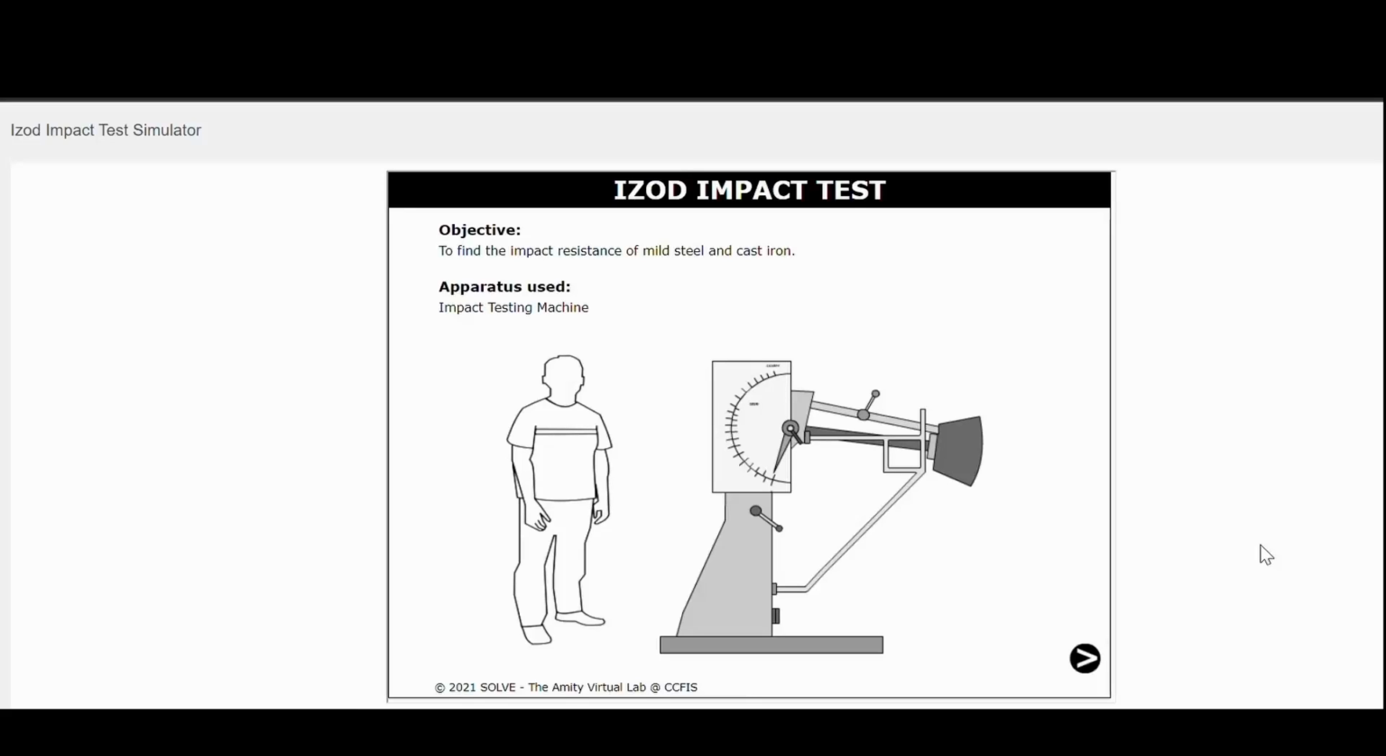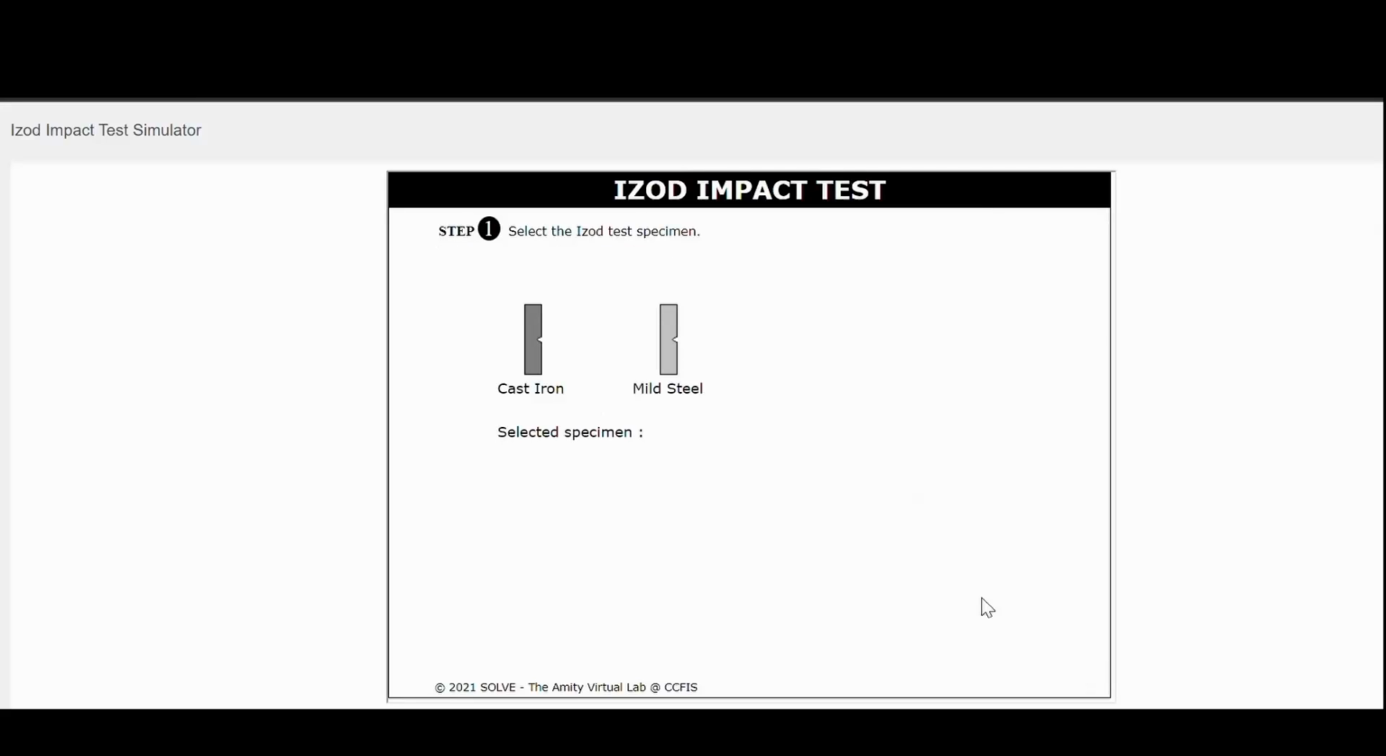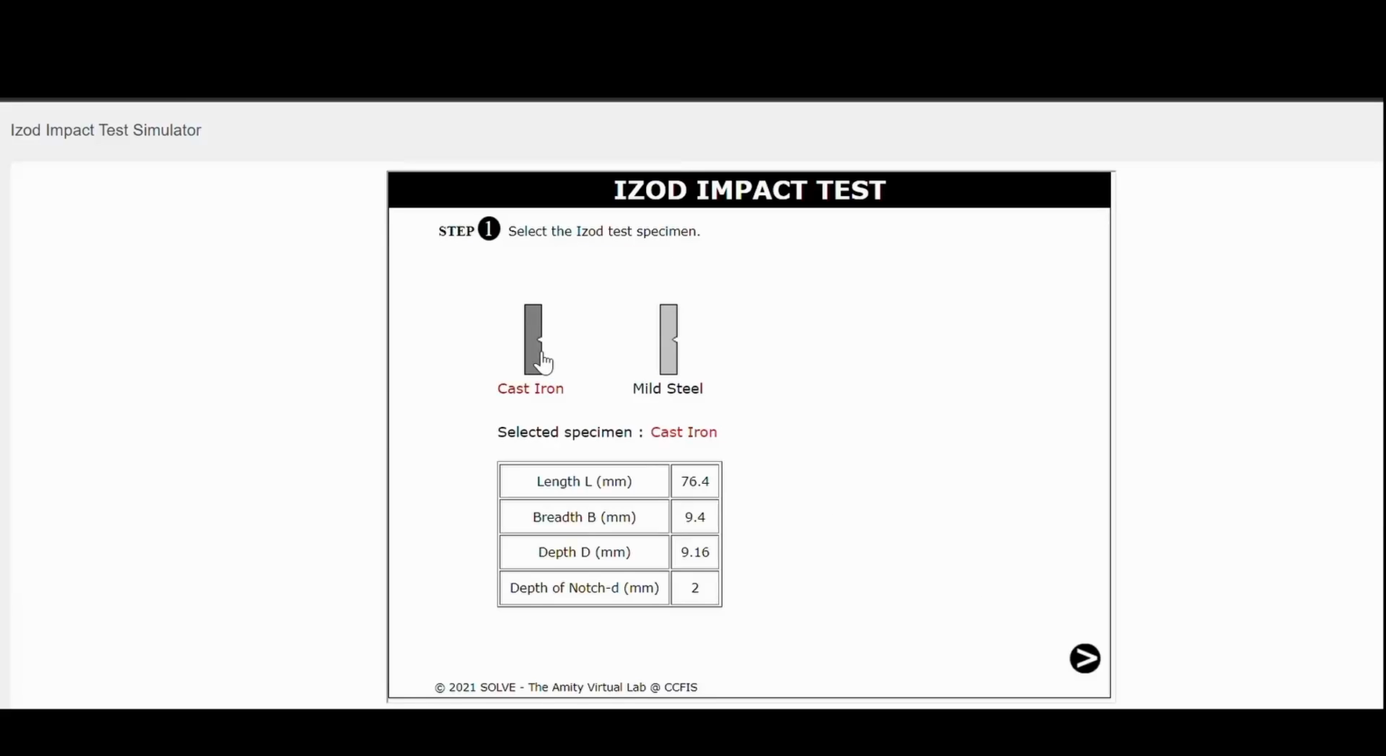Okay, today I will show the lab about Izod impact test for cast iron. The objective is to find the impact resistance of mild steel and cast iron. For apparatus, we will use an impact testing machine. For step 1, select the Izod test specimen. There are two, cast iron and mild steel.